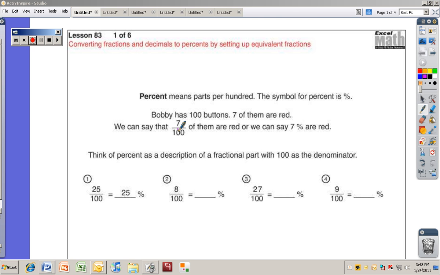Fifth grade Excel, lesson 83, converting fractions and decimals to percents by setting up equivalent fractions. So we're converting, or changing, fractions and decimals into percents. All right? Fractions and decimals, changing them into percents.